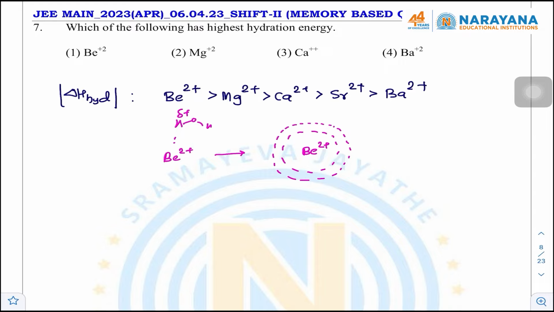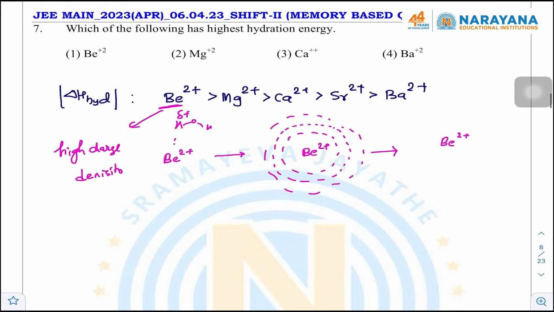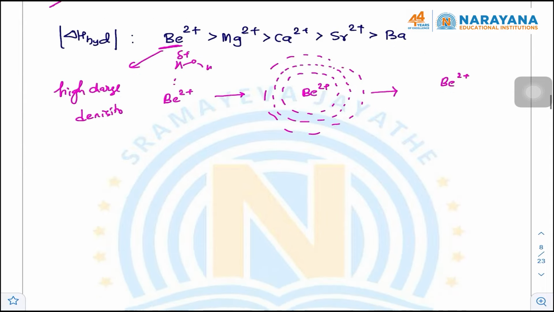So beryllium plus 2 has a very small size and high charge density. Due to high charge density of beryllium plus 2, it will attract more water molecules. As more water molecules surround it, more energy will be released, because due to attraction between beryllium plus 2 and water molecules, Be plus 2 ion will get stabilized in water and release the energy. As the size of the metal ion increases, the attraction with water decreases and hydration energy decreases. So beryllium plus 2 will have the highest hydration energy.